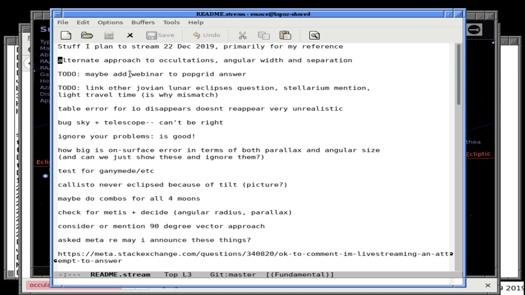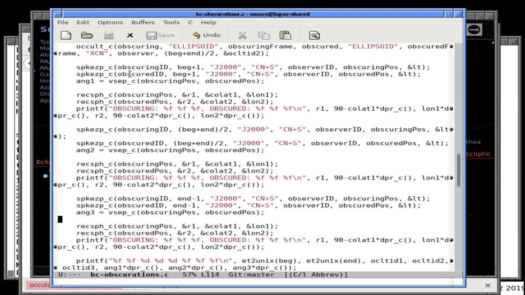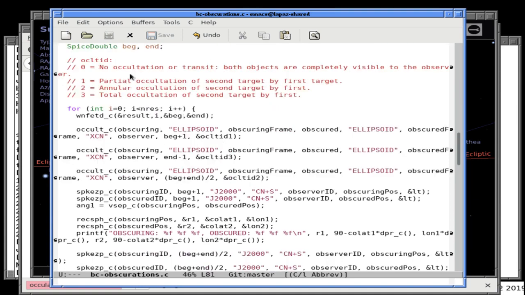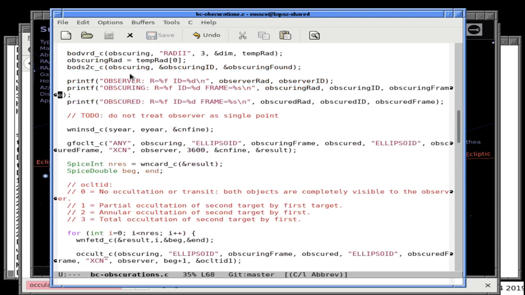To do that, let's go back into BC Obscurations F, where we've gotten some pretty decent stuff going. We can predict the right ascension and the declination of where the eclipse begins and ends, or where the bodies are, how far apart they are, and perhaps we could even add to this the angular width. We don't have it yet, but we could easily add the angular width of the bodies. We're not going to lose this code, obviously. It's good code, we want to keep it.